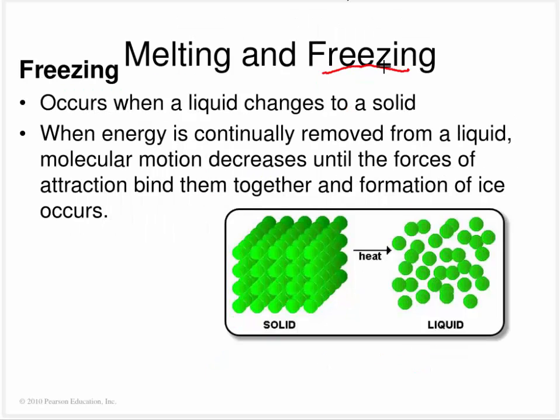Now, freezing is the exact opposite of melting. That's when we go from a liquid to a solid. And for something to freeze, we have to stick it in the freezer. We have to constantly take energy away. And the molecules are essentially going to decrease in their motion. They're going to be sliding back and forth slower and slower, and there are going to be some attractional forces that cause them to bind together, and we can form ice. So if we had to add heat to go in this direction, we need to take heat away to go in this direction.